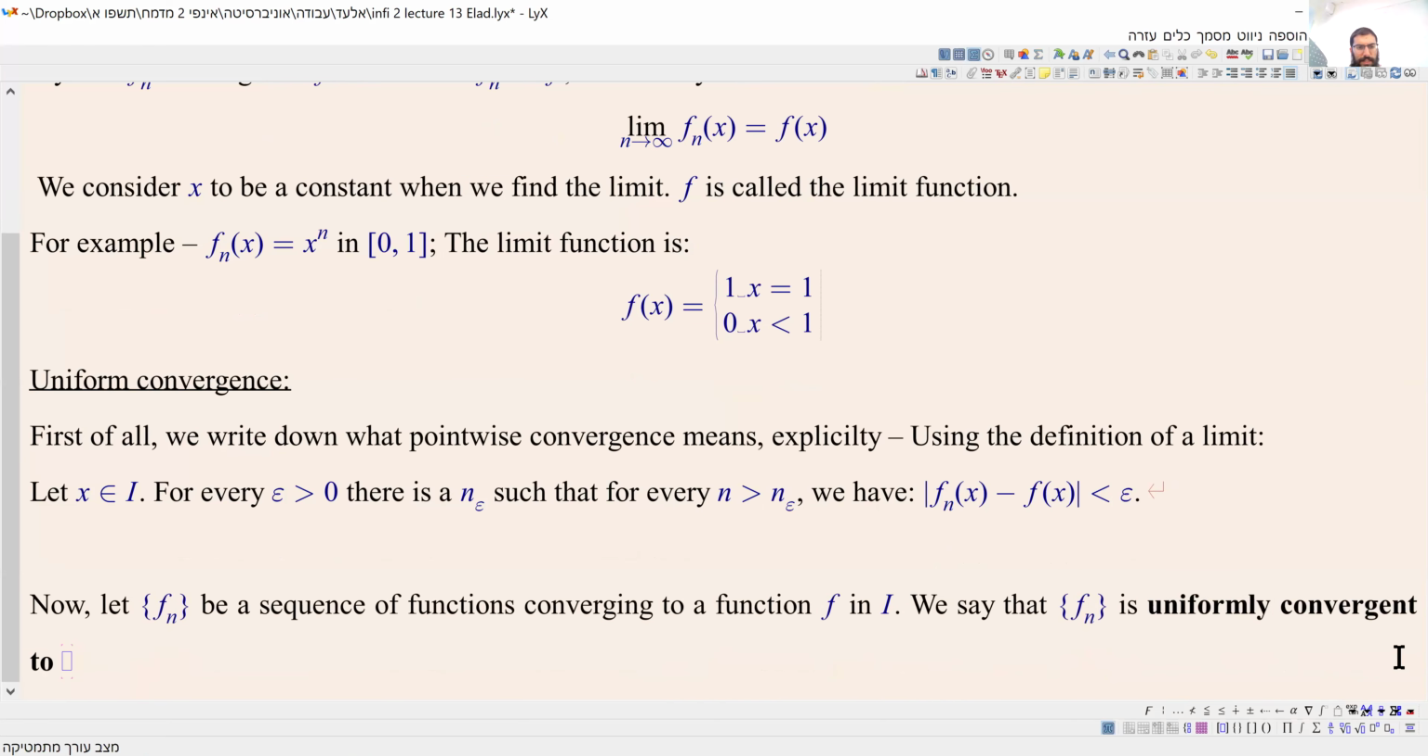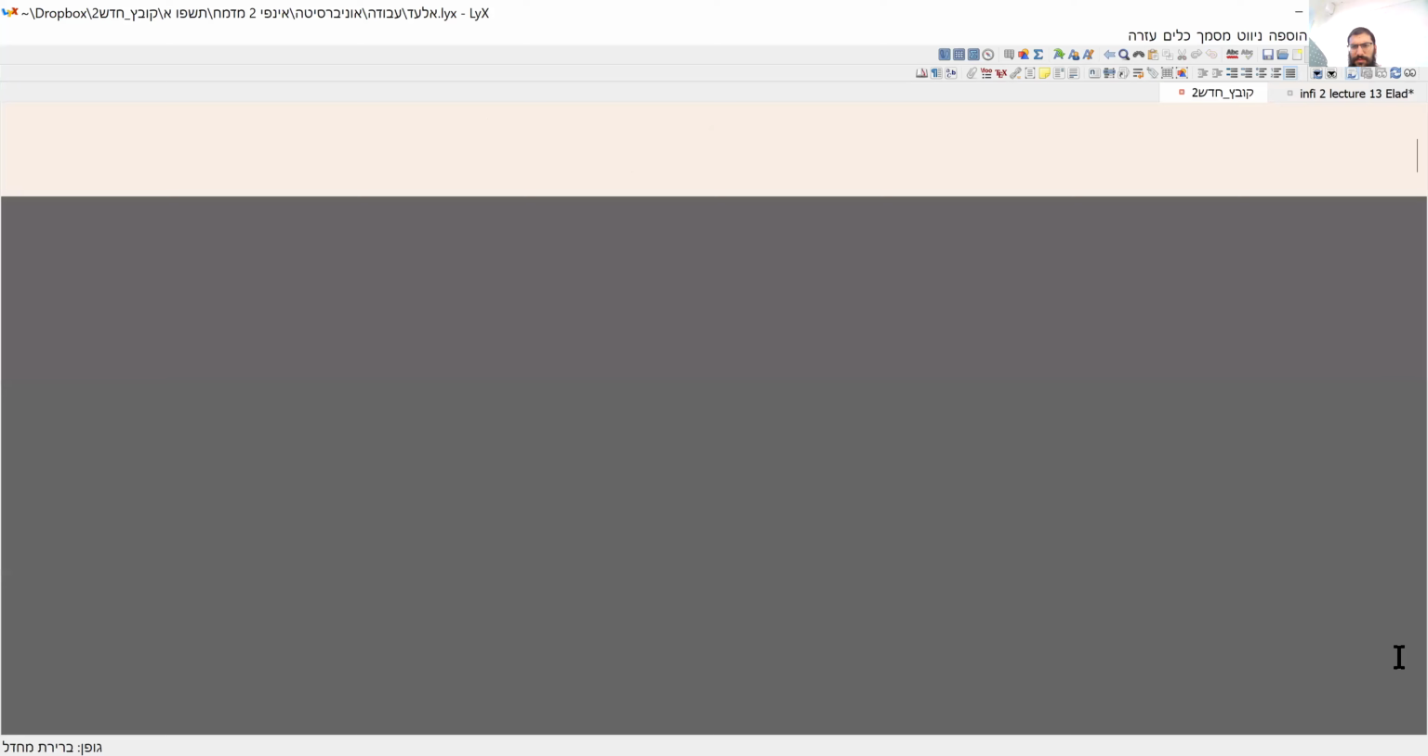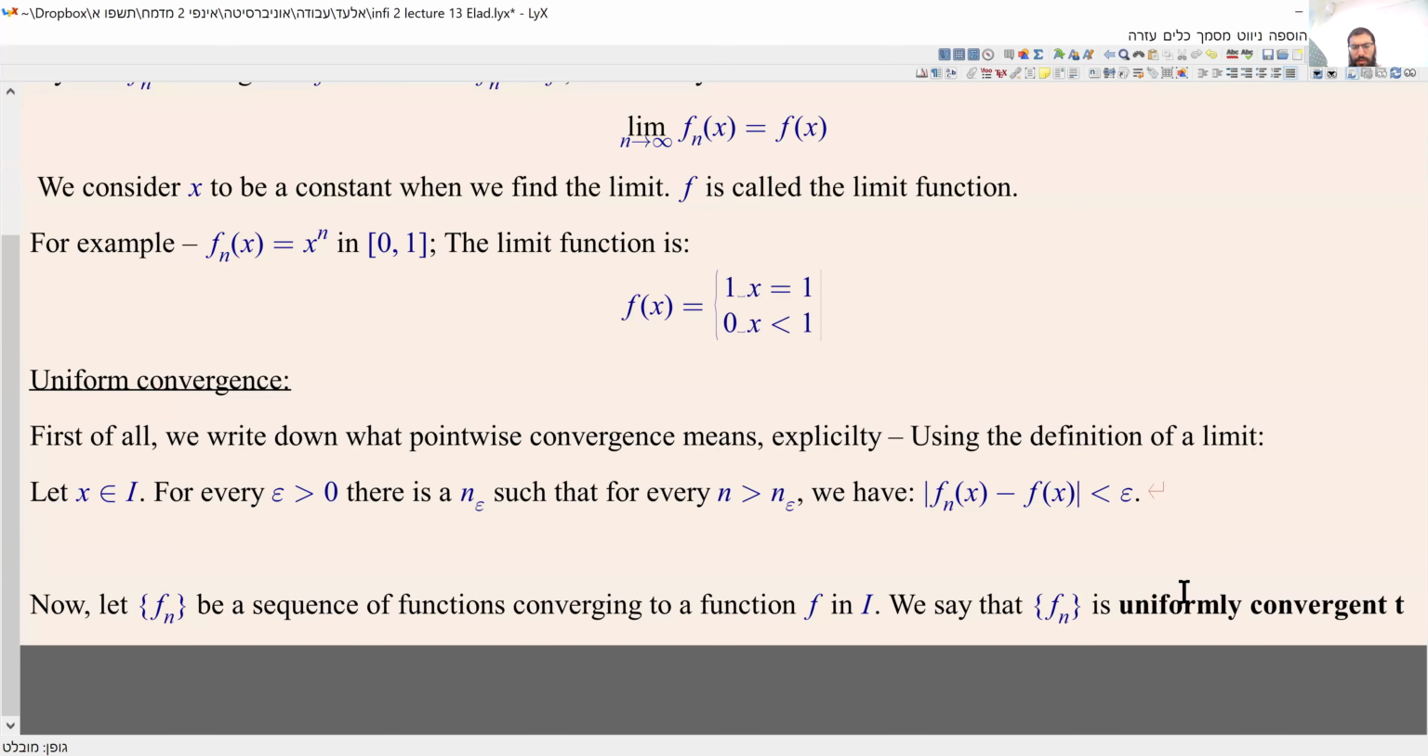to f. And I want to say that one can define this convergence without explicitly referring to the function f, but the way I show things, it's better that way. We have a function f already, and the sequence converges to it in the pointwise meaning. And now we know that it can be uniformly convergent to f.